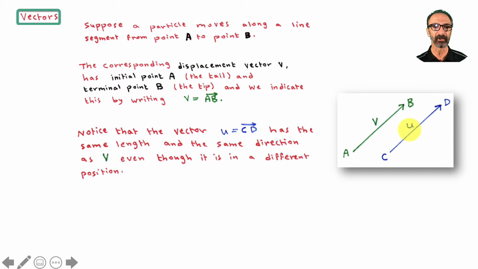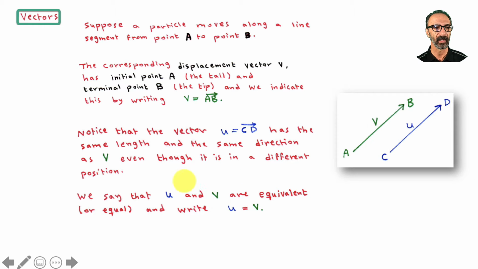I have another graph here with a different color. As you can see, it's called u. Now, one more time: notice that the vector u, which is CD, from C to D, has the same length and the same direction, the same angle, as v, even though it is in a different position. We say that u and v are equivalent or equal, and write u equals v.